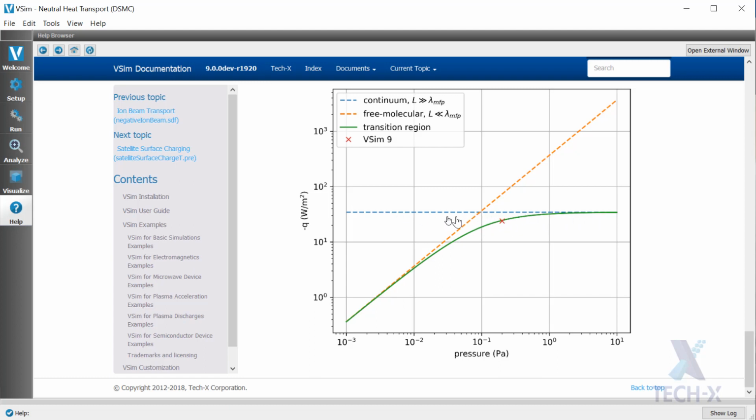The blue line indicates the highly collisional regime, so at arbitrarily high pressures we will not increase the heat flux at all just because the particles are colliding so much. The importance of this example is that then it verifies the correctness of the collisional algorithms in the code.